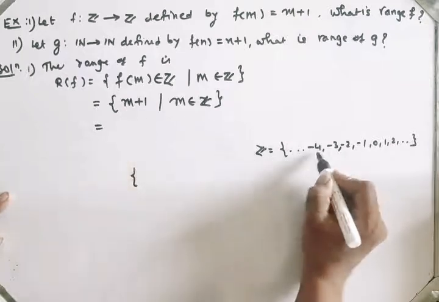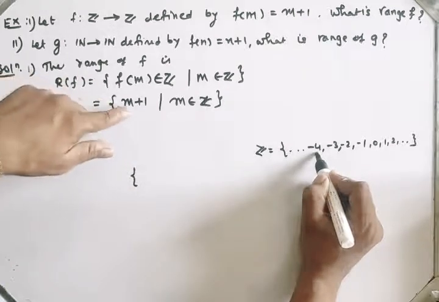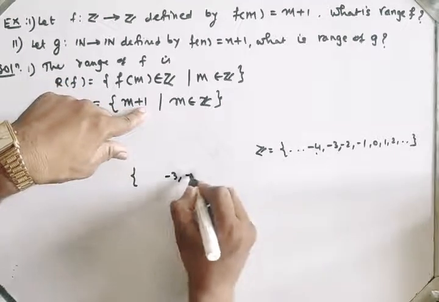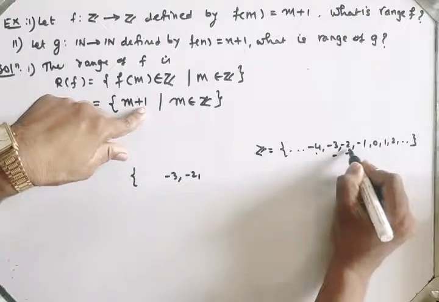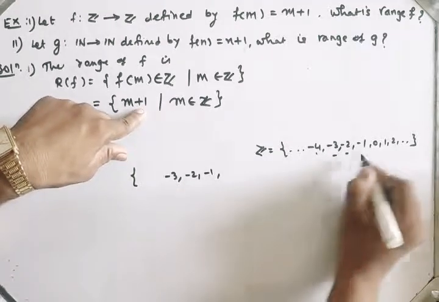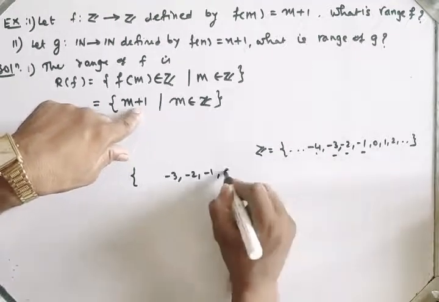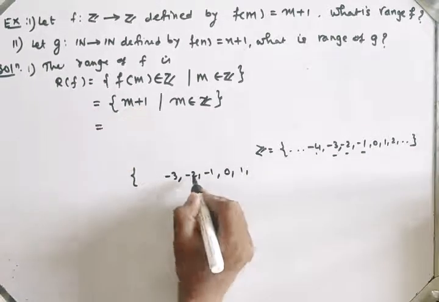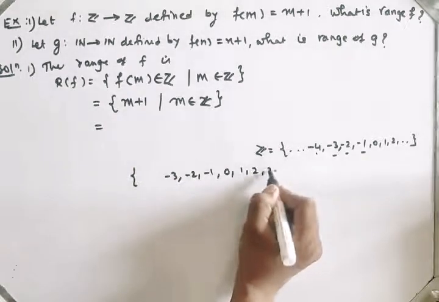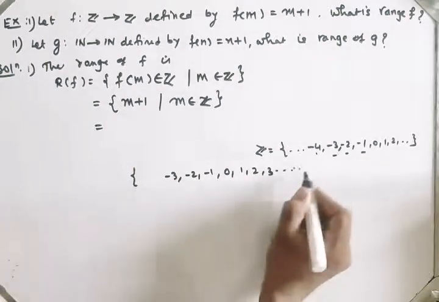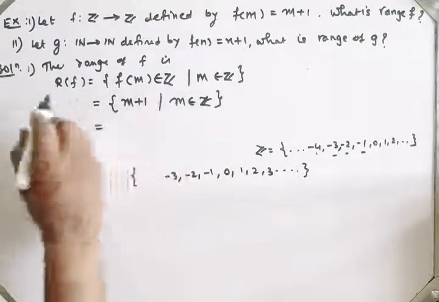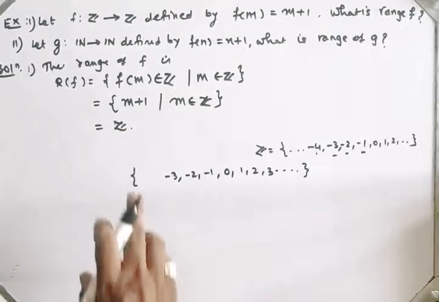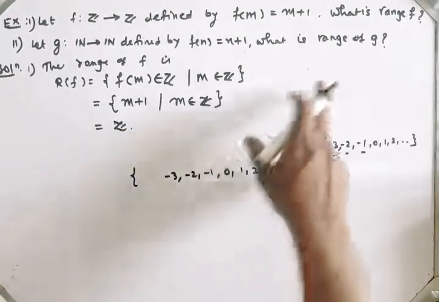Suppose I start from -4, then -4 plus 1 is -3. Then -3 plus 1 is -2. Next, -2 plus 1 is -1. Next, -1 plus 1 is 0. Next, 0 plus 1 is 1. So like this we get -3, -2, -1, 0, 1, 2 and 3 and so on. See, this is again the set of integers. So what is the range of the function? The range of the function is the set of integers. So the range is the set of integers for the first example.